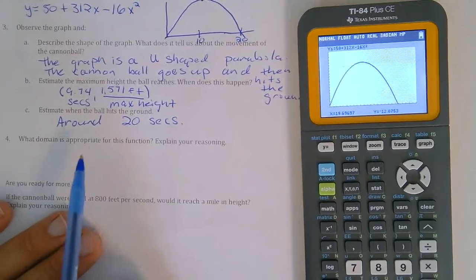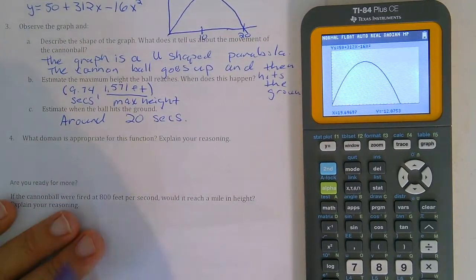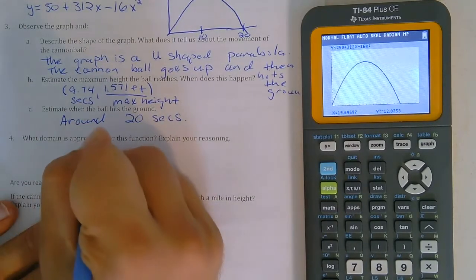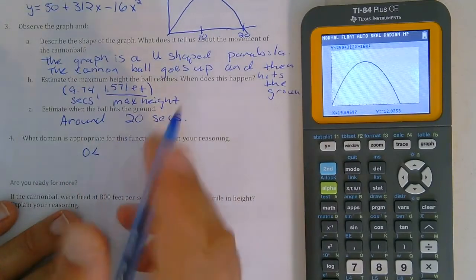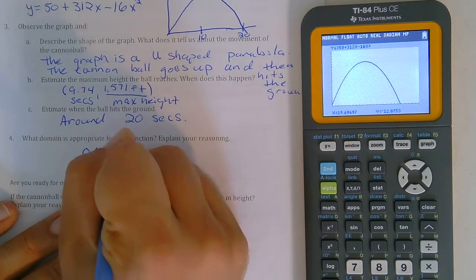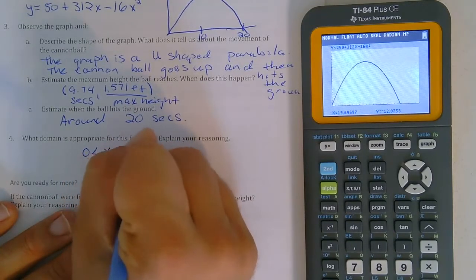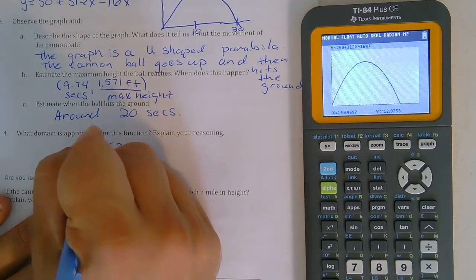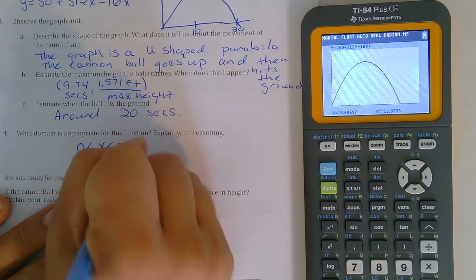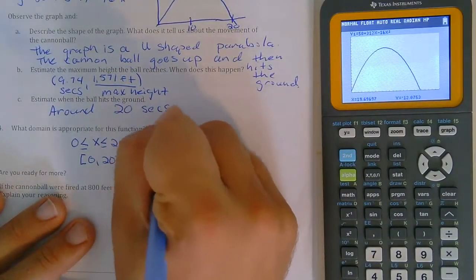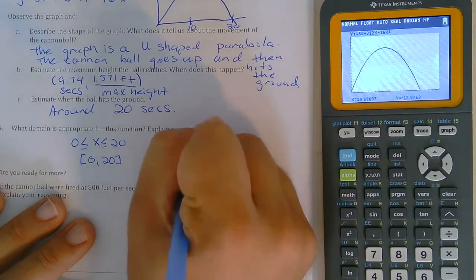So what domain is appropriate for this function? So remember, our graph is going to be somewhere between 0 and 20 seconds. So we can say x is greater than or equal to 0. And then we can put less than 20 or less than or equal to 20. If we wanted to put that in a different notation, we could put x can be at 0 and 20. So we could put it in that notation. We could also just say x is between 0 and 20 seconds. Describe that verbally.